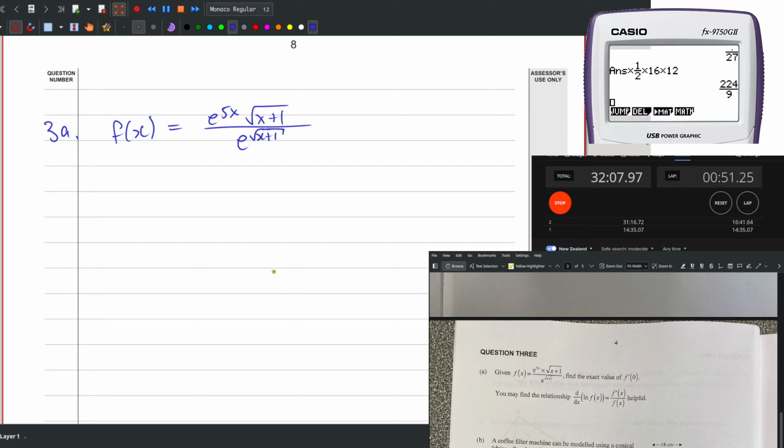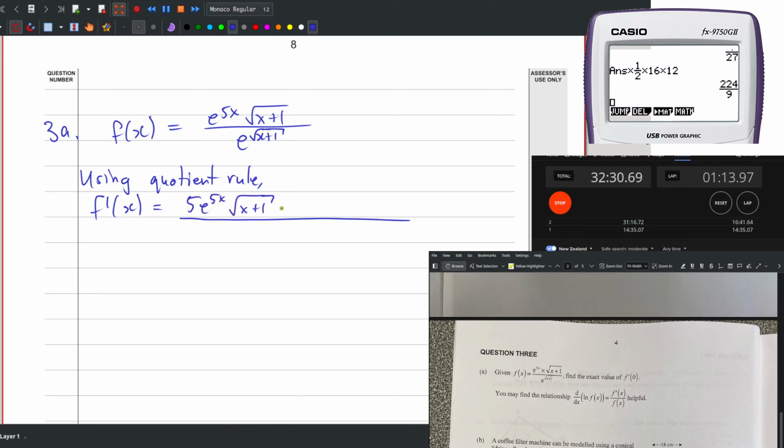Do you not just quotient rule this? Like, f prime of x equals, using quotient rule. So it's like you yeet the first, keep the second, minus you keep the first, and then you yeet the second, over the second squared, I think.